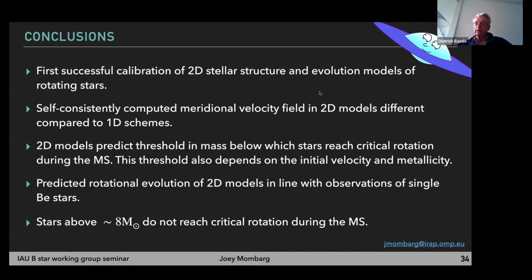Because a binary does not comply with these constraints. You can dump an arbitrary amount of angular momentum, or specific angular momentum, on the BE star, which then evolves as a single star after the mass transfer. So whether this is critical or 80% critical or 70%, that is something one would also have to explore by models, so that you can tell us from when on your single stars can reach critical rotation.